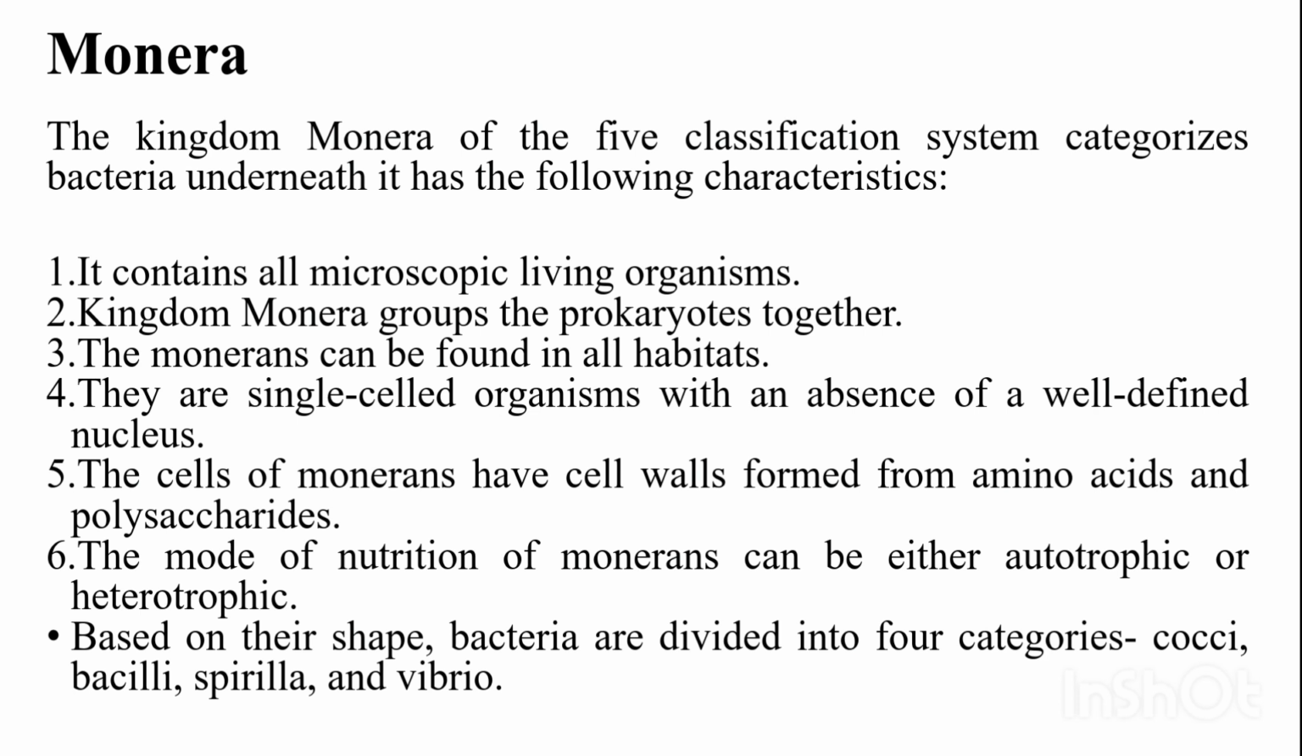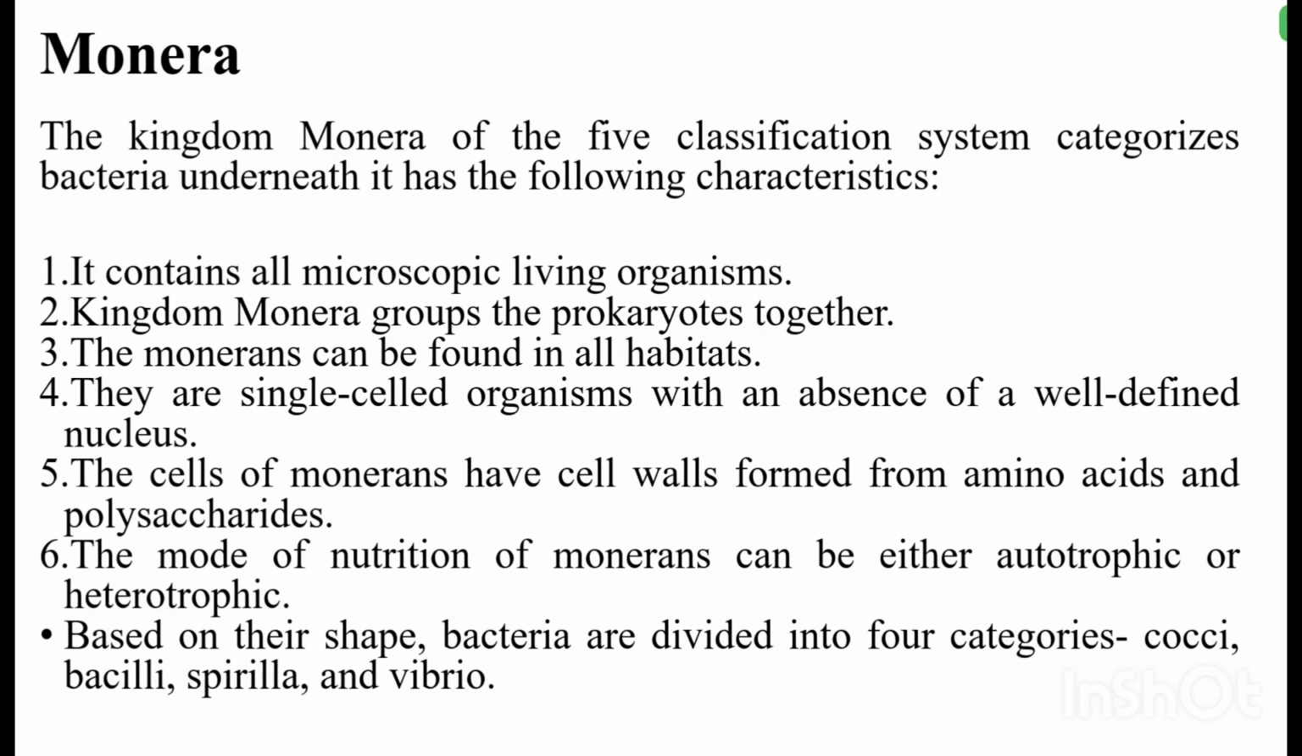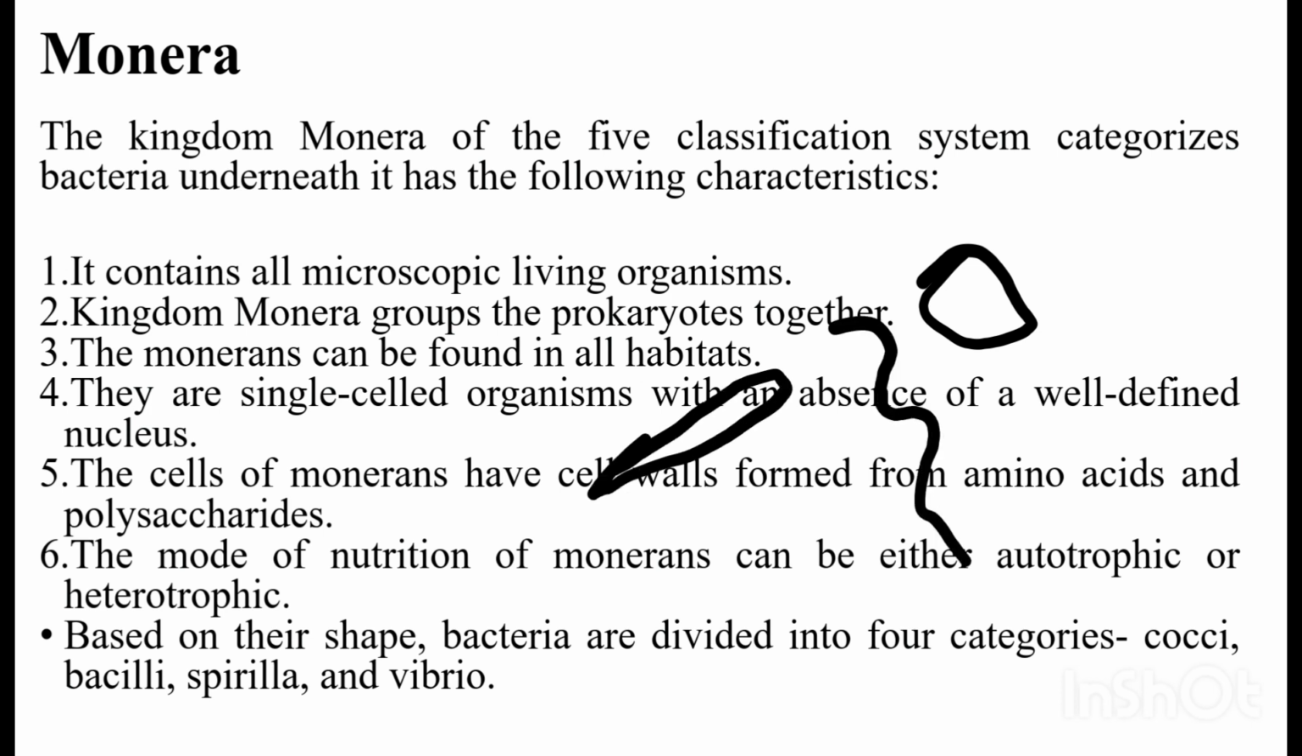Particularly archaea can be found in all extreme habitats. They are single-celled organisms with an absence of a well-defined nucleus because they are prokaryotic, obviously. The cells of monerans have cell walls formed from amino acids and polysaccharides. The mode of nutrition is either autotrophic or heterotrophic. Based on the shape, bacteria can be categorized into cocci, bacillus, spirilla and vibrio. So cocci means round shaped, bacilli means rod shaped bacteria, spirillum means curly, and vibrio means comma shaped.